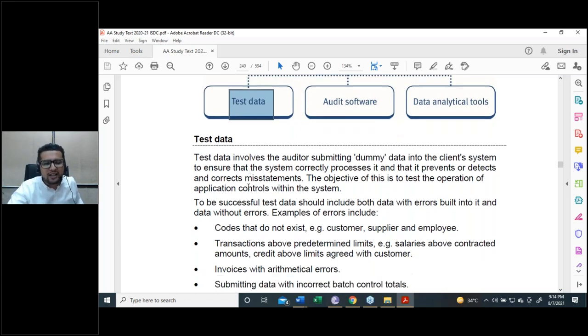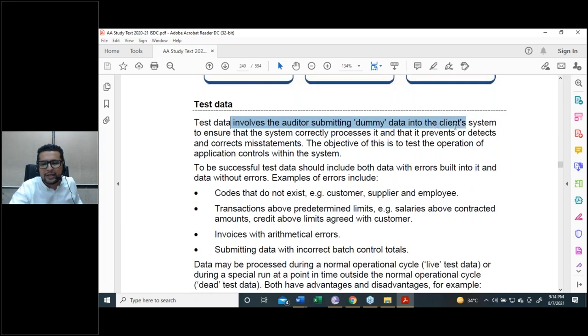So test data involves the auditor submitting dummy data into the client system in order to ensure that the system correctly processes it, and that the system prevents or detects any misstatements if there are any. That is why I entered data with mistakes.